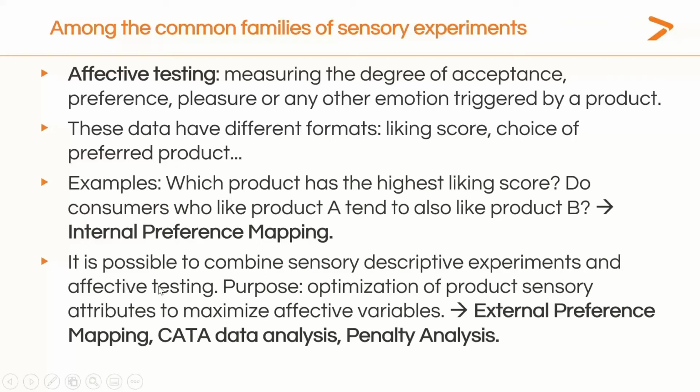So combine affective data to sensory data. The purpose would be to optimize the product sensory attributes to maximize affective variables. In this case, we'll be talking about external preference mapping, CATA data analysis, penalty analysis. There are others, but today we'll be focusing on these 3, and I will be mentioning also internal preference mapping. So these are the 4 techniques we'll be seeing today.